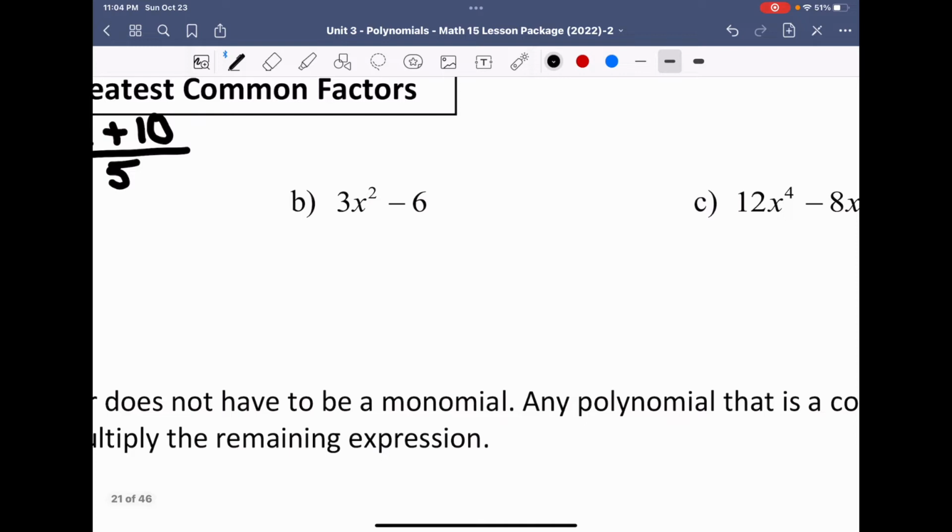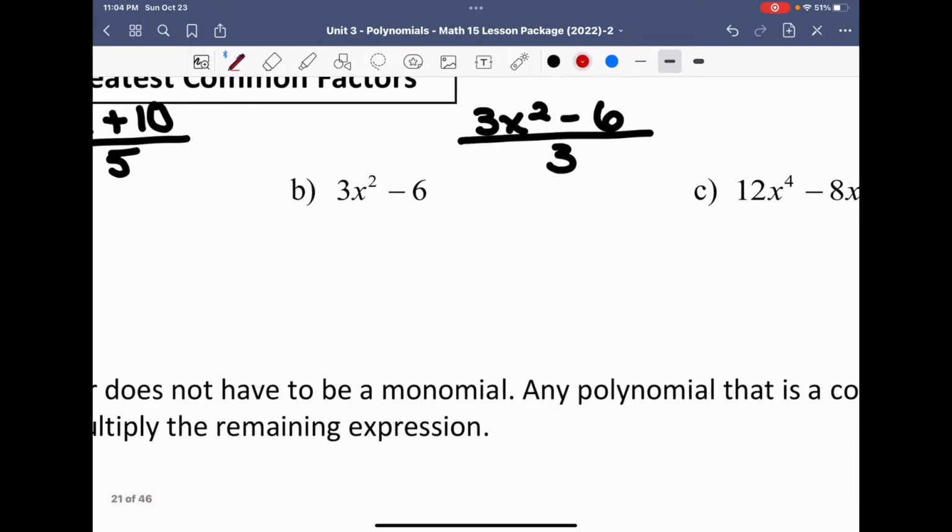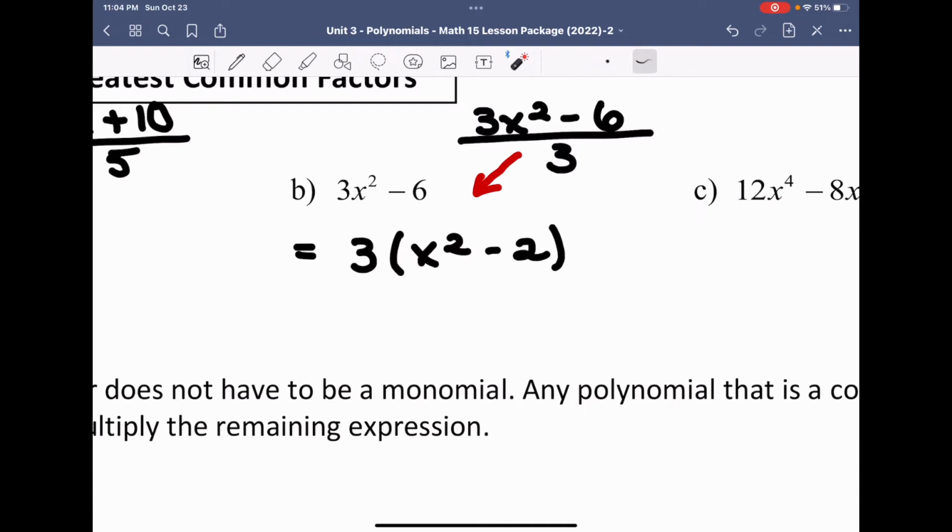All right, let's go to example 1, part B. If I do the exact same thing, I'm going to say, what can I remove from both 3x squared and a negative 6? A greatest common factor in this case is 3. So if I divide both terms by 3, or move a 3 to the outside here, 3x squared divided by 3 is x squared. Negative 6 divided by 3 is negative 2. And now I look at the interior and I say, is there anything more I can do here?